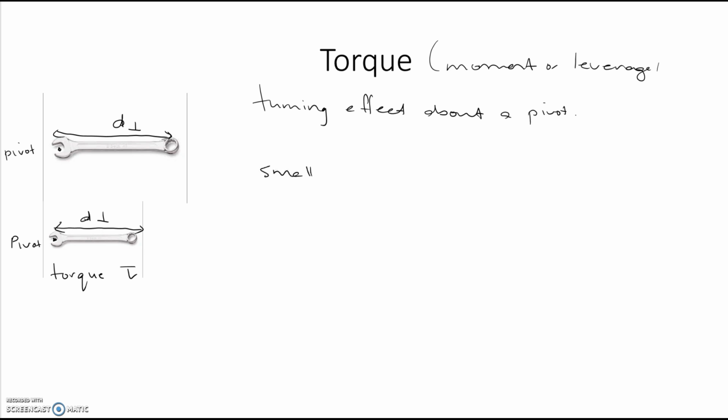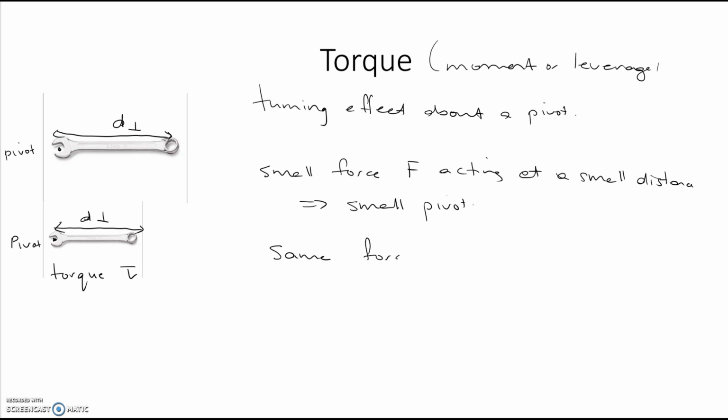So a small force acting at a small distance gives a small torque, whereas the same small force acting at a larger distance is going to give you a larger torque.